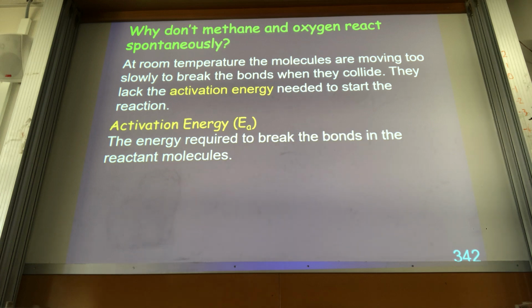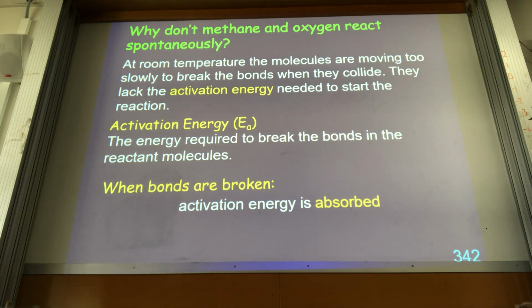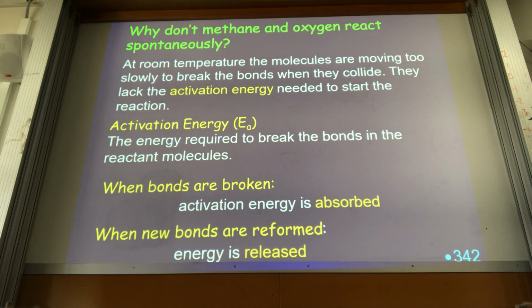So activation energy is defined as the energy required to break the bonds in the reactant molecules. So in an energy profile diagram, that's the energy absorbed when the bonds are broken. Then, when new bonds form, energy is released. So the first step is for energy to be absorbed, the second step is for energy to be released. That's how it looks in the energy profile diagram.